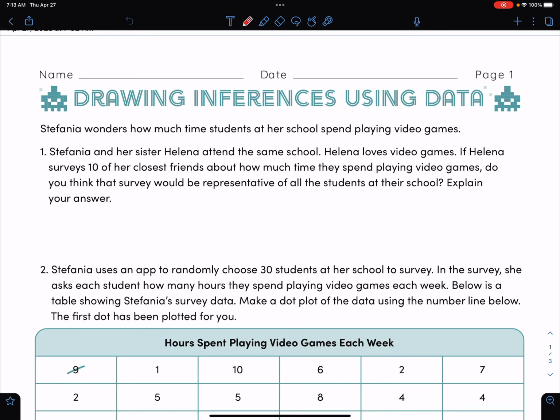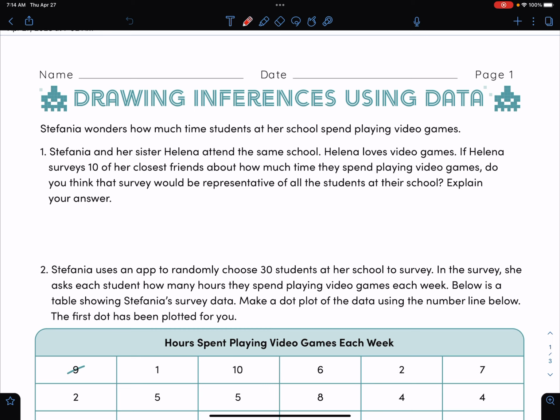Drawing inferences using data. What this means is that data tells us information. So just like in language arts, an inference means that you think about the information and process your own thoughts about it based on the information given throughout the data. If you were in English language arts, it would be based on what you have read from the passage. So sort of the same, except you're not reading a passage, you are reading data. So let's read about it.